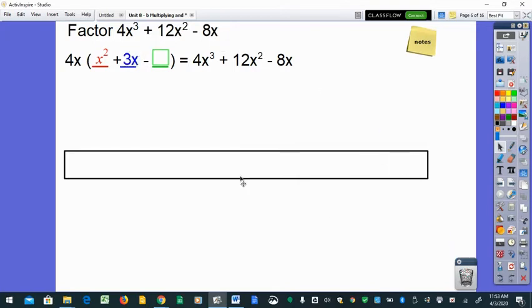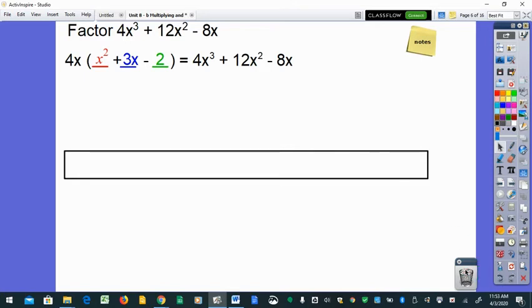And it would be a 3x. So 4 times 3 is 12, and x times x gives me x squared. Minus 4 times what would give me that 8, and x times what would give me an x. And here it would just be that constant.